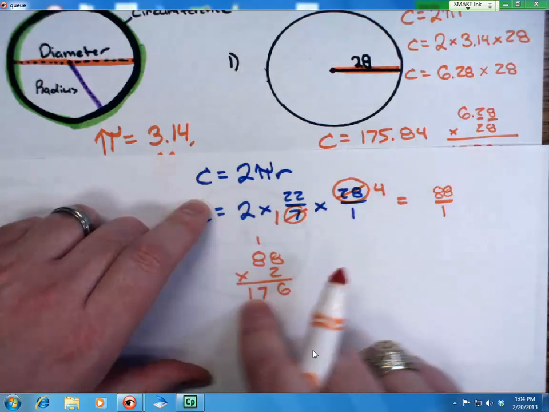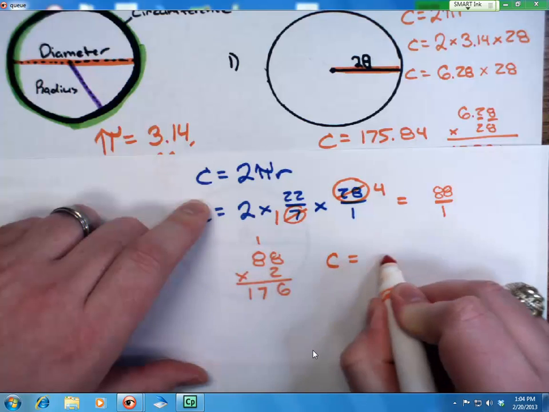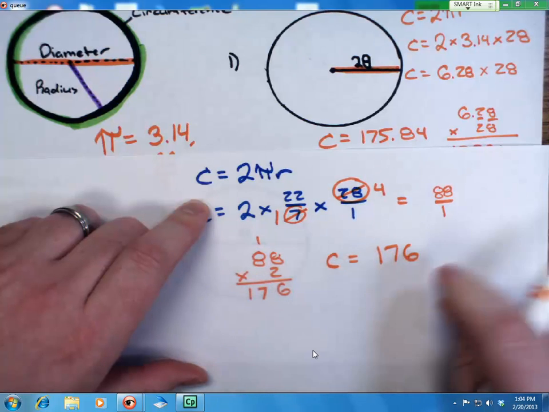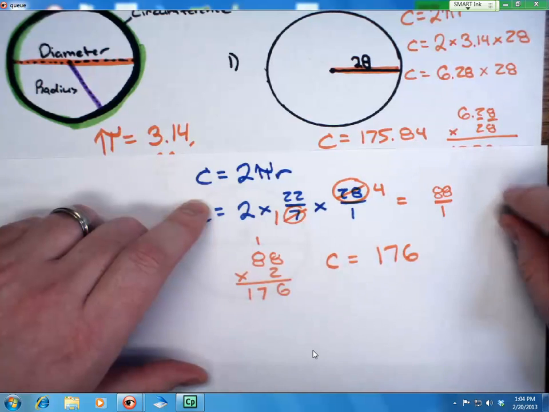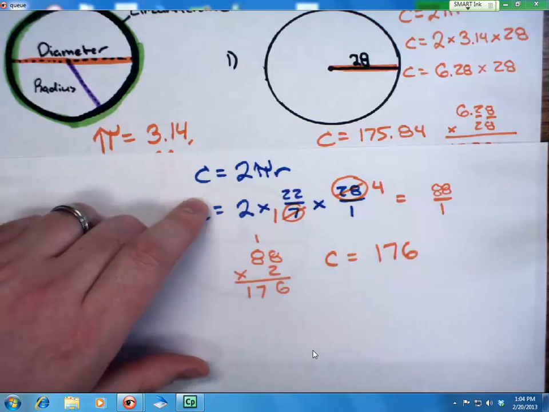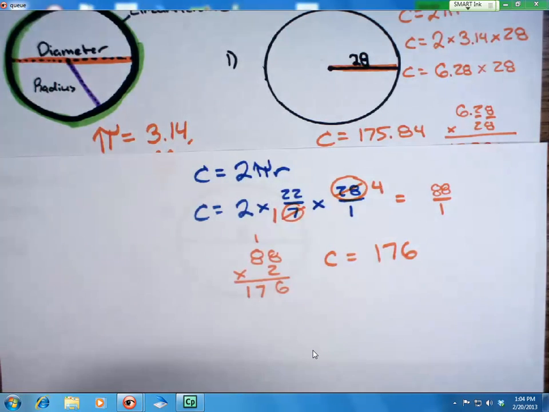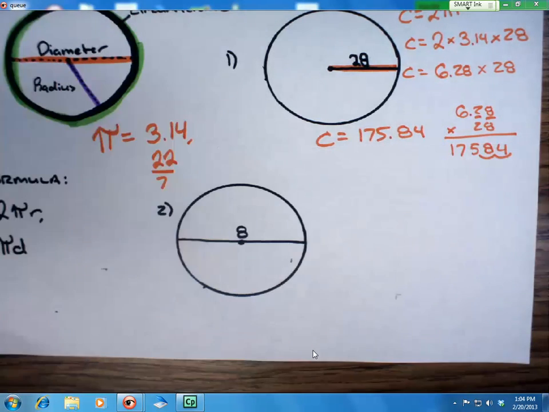So this 176 is close enough to this to be counted correctly. Now, I think this way down here is easier than multiplying times a decimal, but that again is up to you. Either way will give you the correct answer. It just depends on whichever way you want to do it. Okay? Great. Let's take a look at our second example here, number 2.